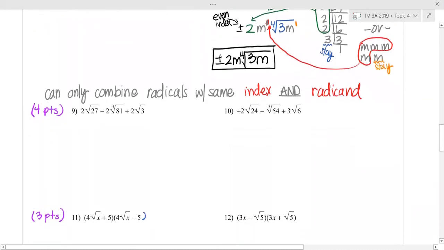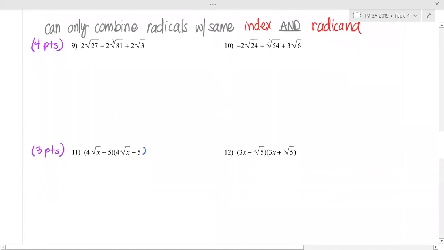In the next type of problem, which will be 4 points on the quiz, we are combining radicals and simplifying. And so we can only combine radicals if they have the same index and radicand. That doesn't mean that we're going to ignore things that don't have the same index and radicand. We're still going to simplify as we go, and then we're going to combine like terms only. So let's start by just simplifying the radicals.